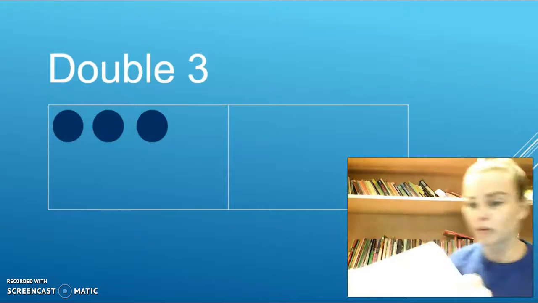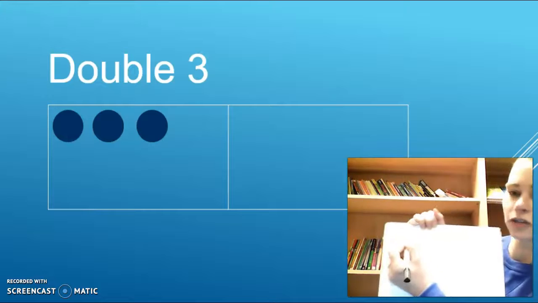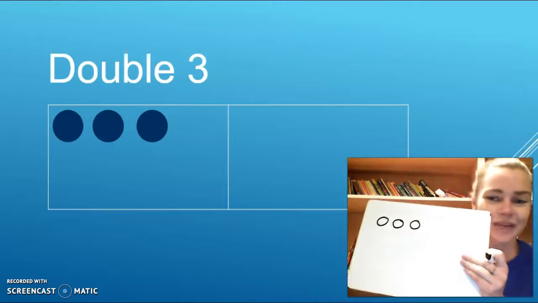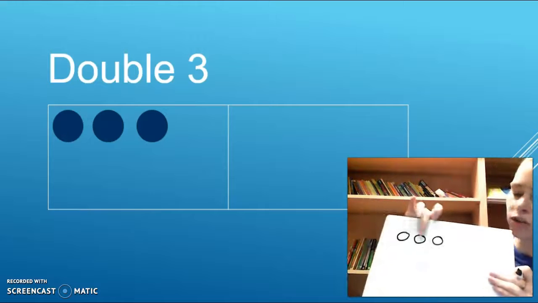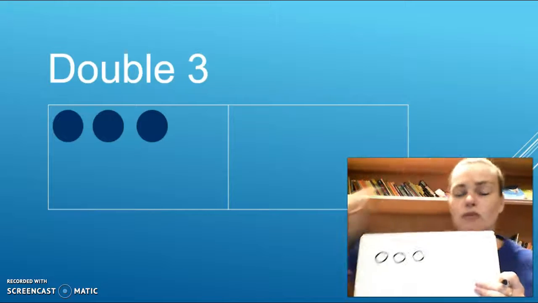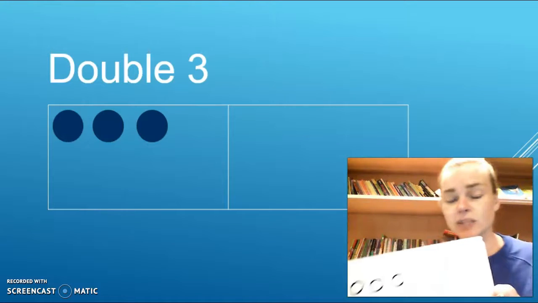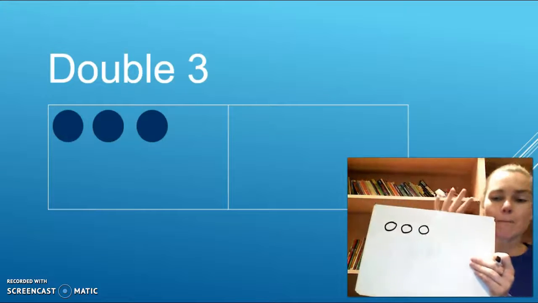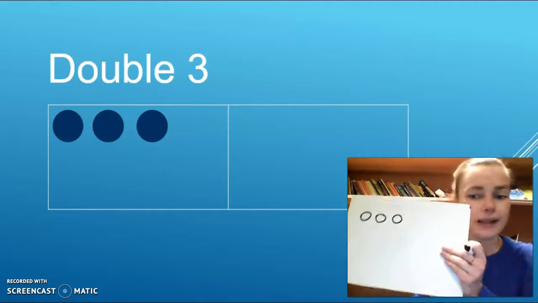Right, next we're going to double 3. So you need to draw 3 circles for me. 1, 2, 3. So pause me and do that now, please. Right, so we've got 1, 2, 3, but we need to double 3. So we need to add the same number again. So we need 3 more circles. So pause me and draw 3 more for me because we are doubling 3.